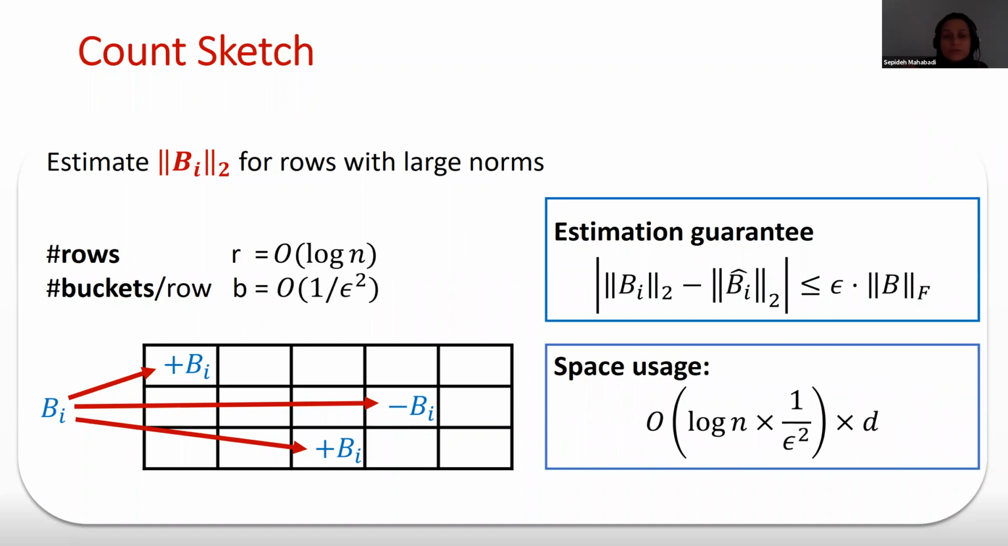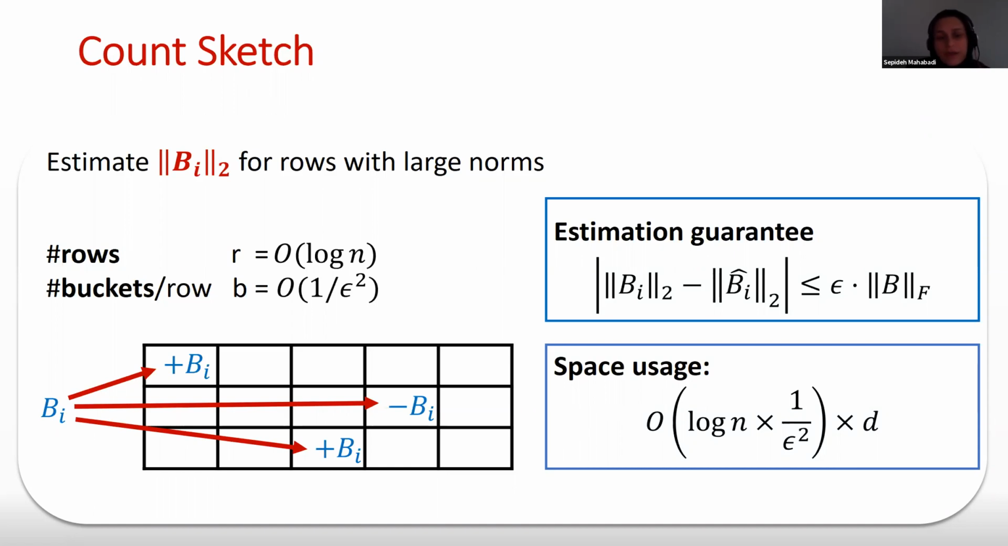Now instead of values of the coordinates arriving, we have the rows of the matrix arriving, right? And so instead of each bucket keeping only a scalar value, each bucket is now going to keep a vector of size d. We receive bi, we hash it as before, and now we have a vector, so we just add it to the content of that bucket or subtract it from the content of that bucket, which itself is a vector of dimension d. The space usage of the algorithm increases by a factor of d, because in each bucket we now have a vector of size d. And second, we can show similar estimation guarantees. Basically, the difference between the norm of the vector and its estimate is going to be bounded by epsilon times the total Frobenius norm of the matrix B.